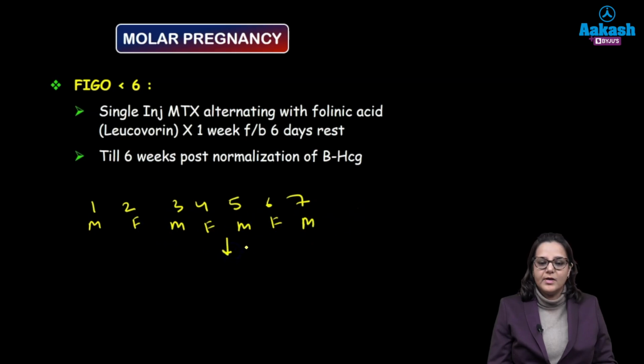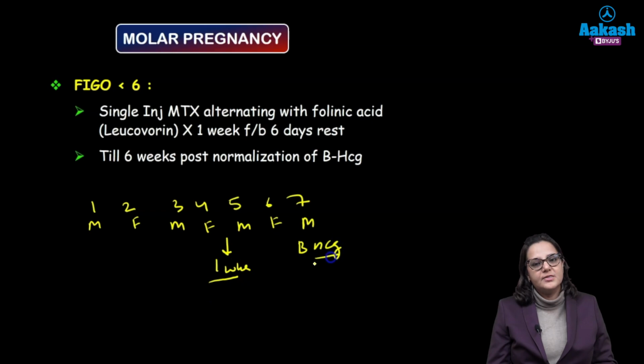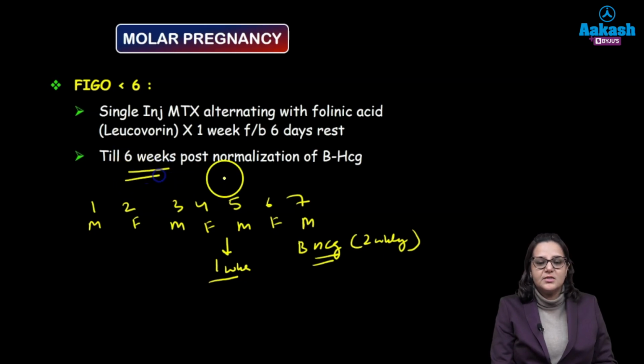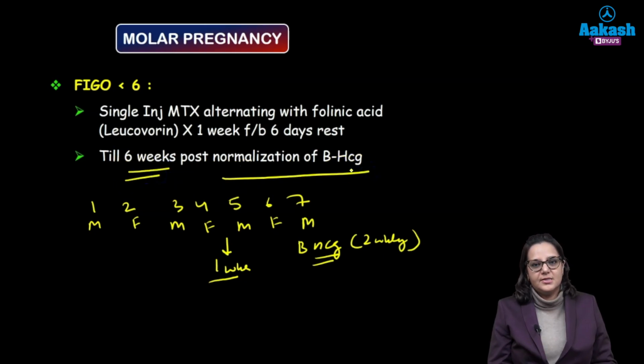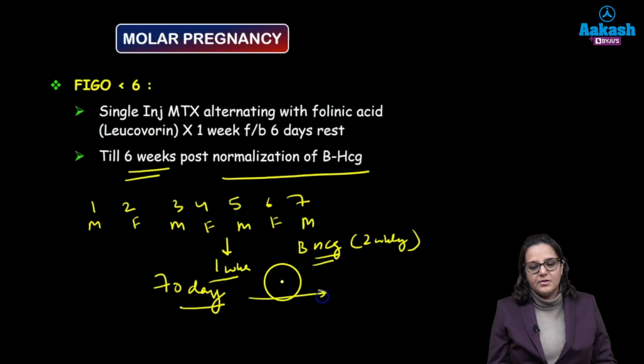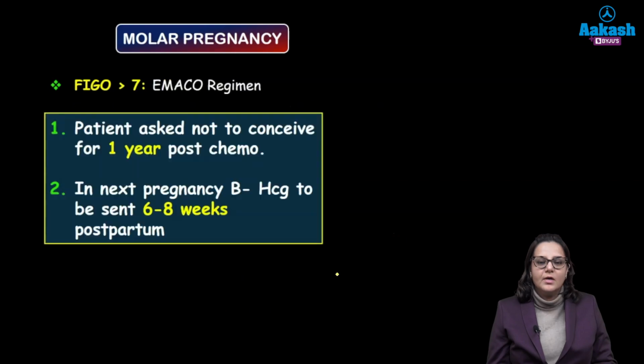Now after this, we are going to take a rest for 1 week or 6 days. Meanwhile, we are also going to get the beta HCG of the patient done every 2 weeks, right? And for how long are we going to give this chemotherapy cycle? So we will give this chemotherapy cycle till 6 weeks post normalization of beta HCG. Okay, so if the beta HCG has normalized on 70th day, suppose, then after that still 6 weeks, we are going to give her chemotherapy. Alright.